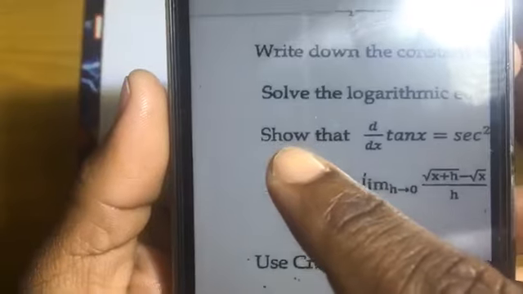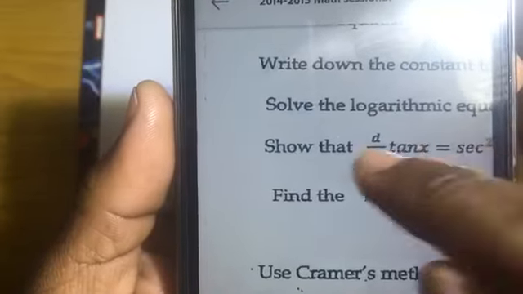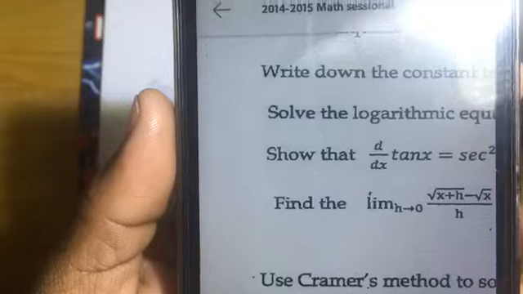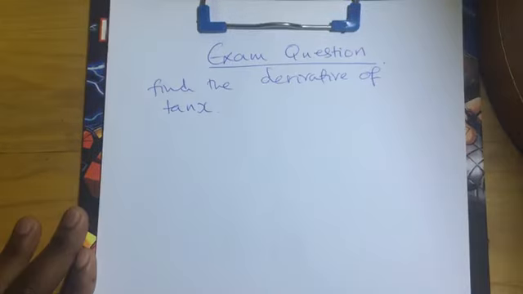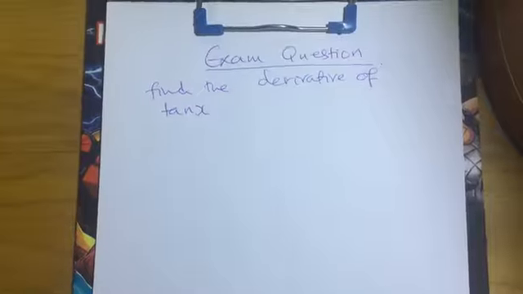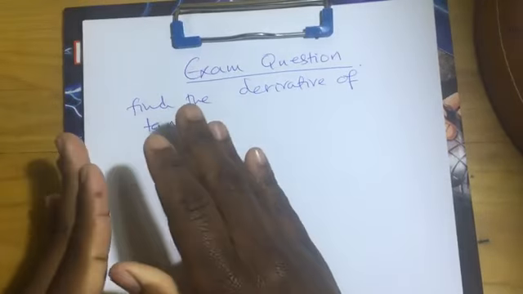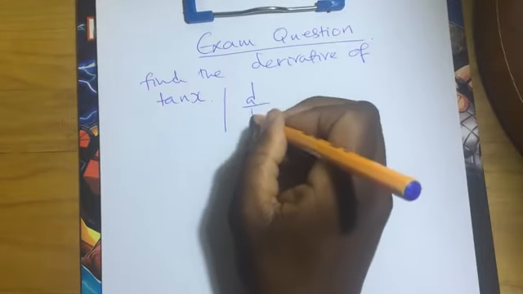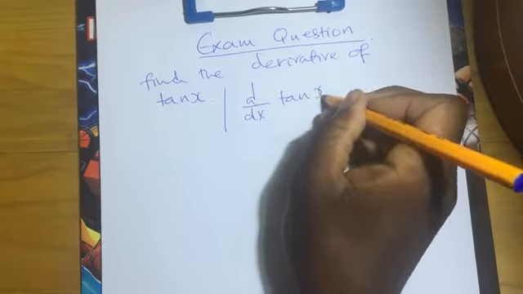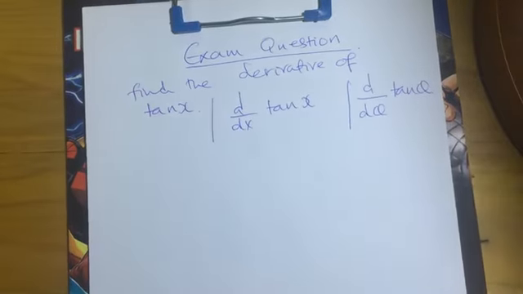Do you see this? Show that d dx of tan x is sec squared x. This is actually an exam question, so pay attention to it. So find the derivative of tan x. Now, if you're not careful, you may not realize that tan is actually a quotient. How else can tan be written? They could say d dx of tan x, or d theta of tan theta. It doesn't matter what variable they use.